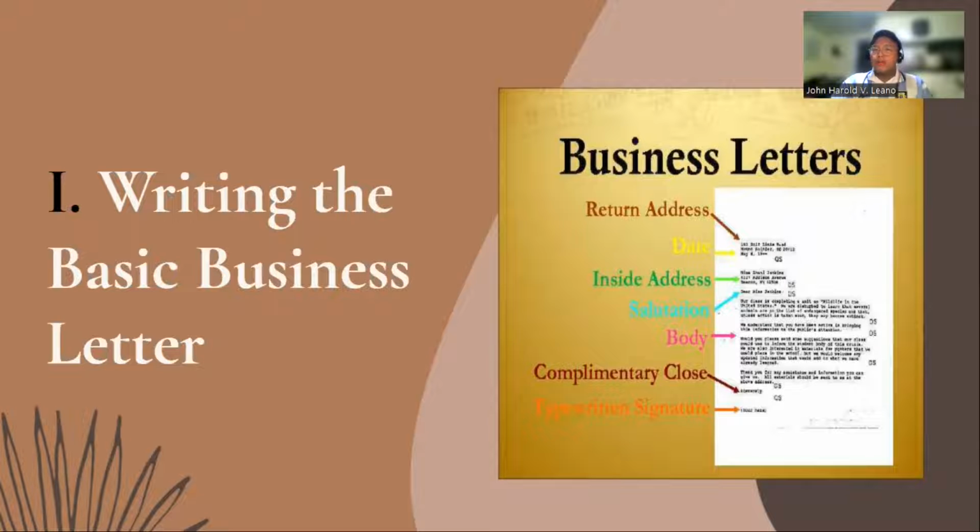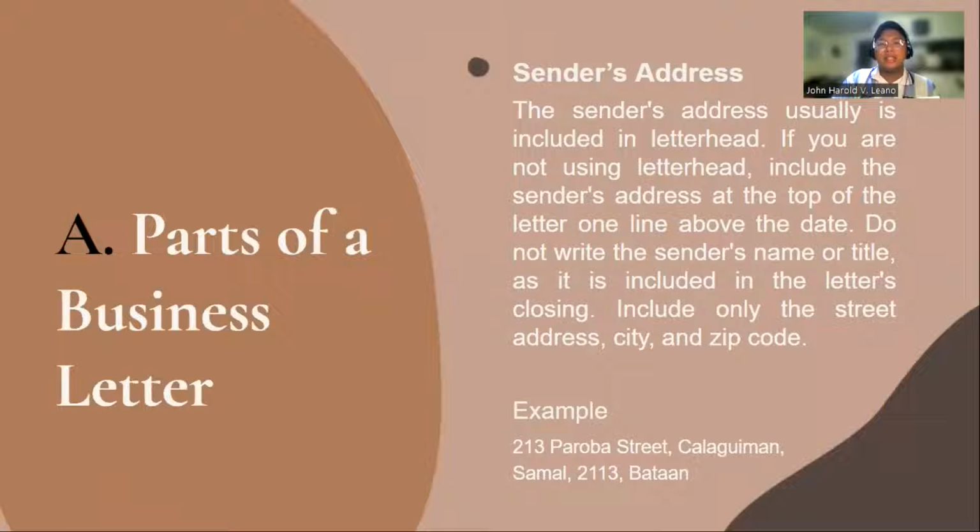Return address, date, inside address, salutation, body, complimentary close, and the typewritten signature. The parts and their placement in your letter form the basic conventions of effective letter writing. Readers look for certain information in key places. The parts of the letter discussed in the following section will appear in every letter you write. This figure is a sample letter containing all of the parts discussed. Parts of a business letter.